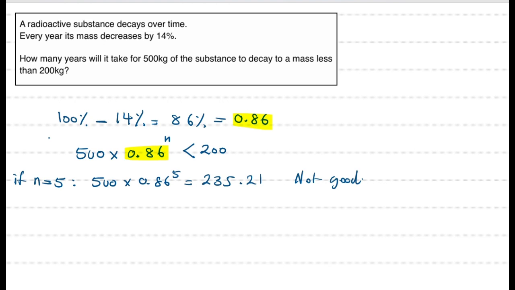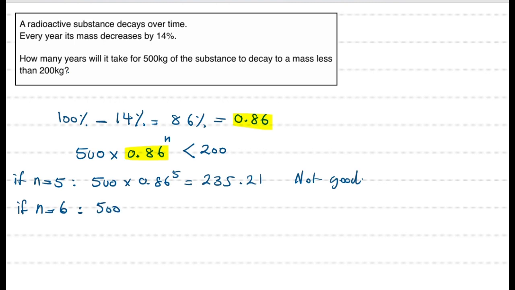And the reason that I mentioned about the multiplier being less than 1, which is 0.86, is that when we raise a number which is less than 1 to a larger power, the answer becomes smaller. So for this reason, in order to get a smaller answer, we have to raise the power of 0.86. So I started with n equals 5. Now I'm going to choose n equals 6 and try that to see what answer I get.